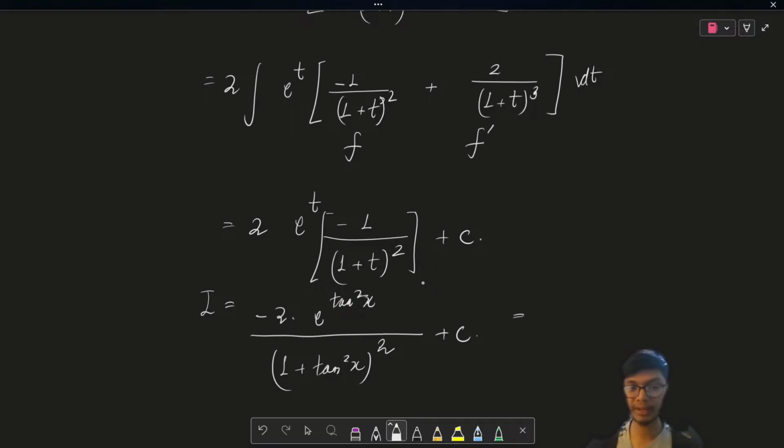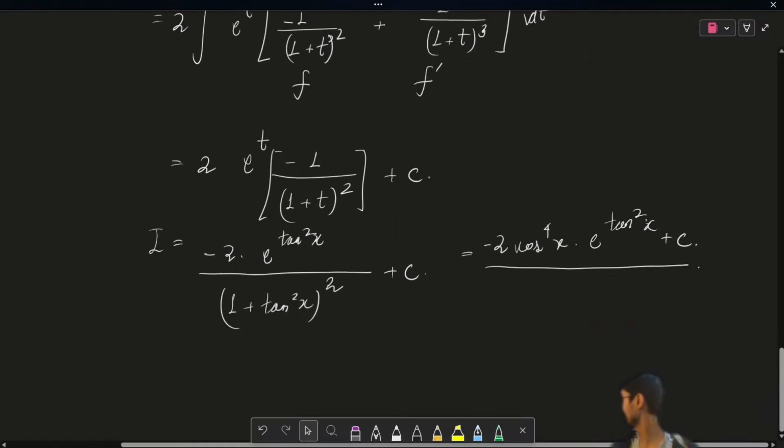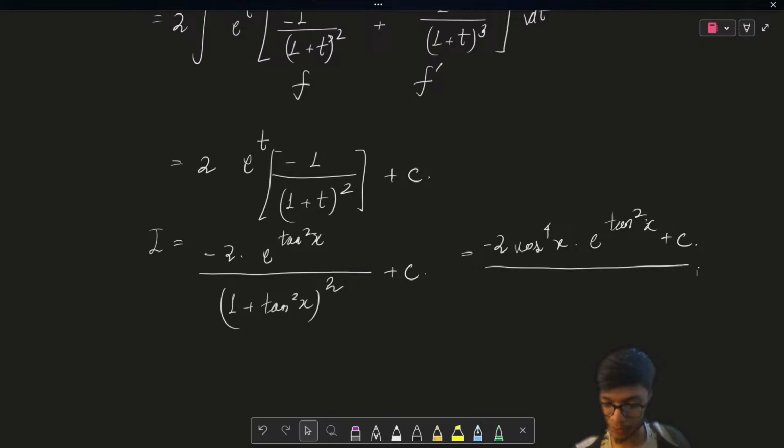Which can be further simplified: 1 plus tan square x becomes secant square x, and you can further simplify, so this will become 2 times cos to the power 4 x into e to the power tan square x plus some constant c. I hope this is clear, right? So this is the solution of our integral problem. I assume this is clear to all of you, right?